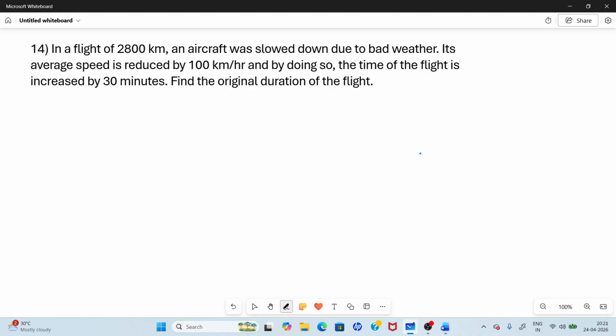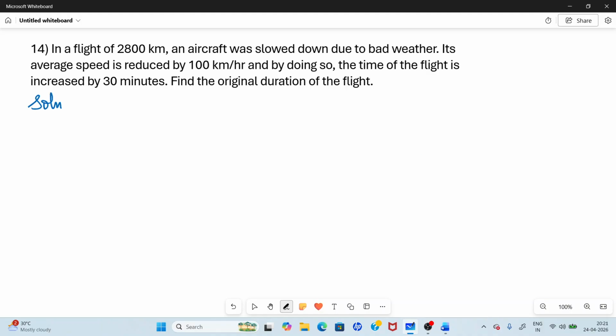A flight of 2,800 km, an aircraft was slowed down due to bad weather. Its average speed is reduced by 100 km per hour, and by doing so, the time of the flight is increased by 30 minutes. Find the original duration of the flight.